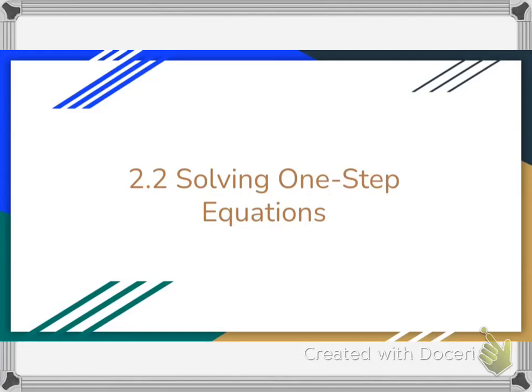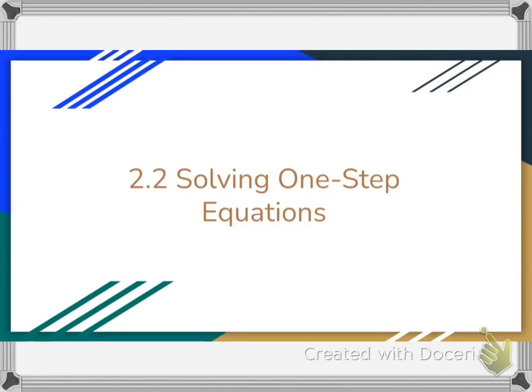So what's the opposite of addition? Subtraction. What's the opposite of subtraction? Addition. What's the opposite of multiplication? Division. Opposite of division? Multiplication. So to solve equations, we use these inverse operations. Okay?